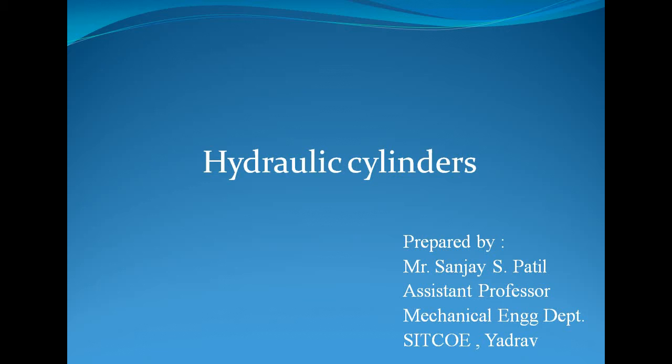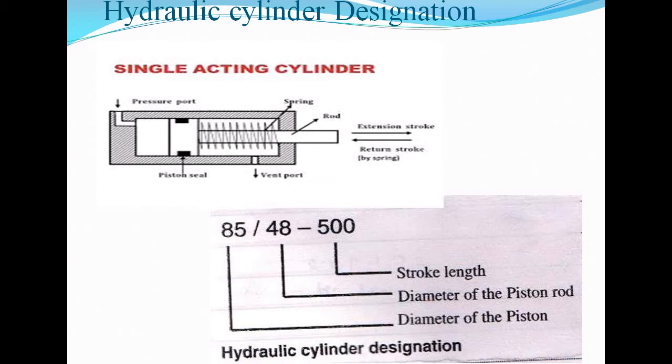Today we are going to study hydraulic cylinders. So basically hydraulic cylinders are used to get a linear motion either in forward direction or in a reverse direction or in both. So in the figure you can see a single acting cylinder here. In the construction you can see there is a pressure port and there is a vent port. There are two ports.